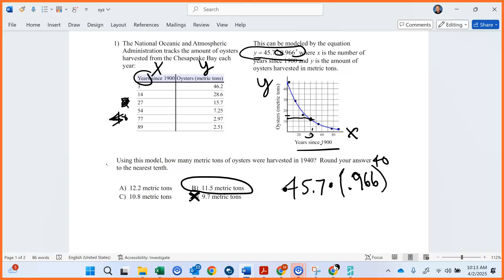So we actually had to use the equation on that one this time. We could have used the blue curve, but several answers look like they could be correct on the blue curve. That's pretty much all there is to it, guys.